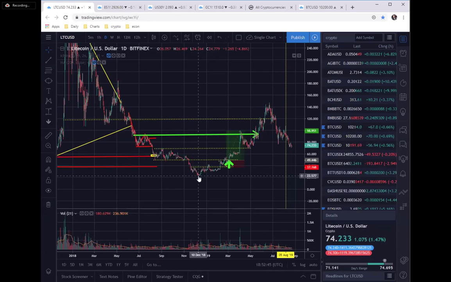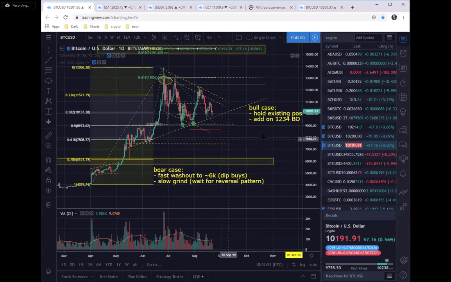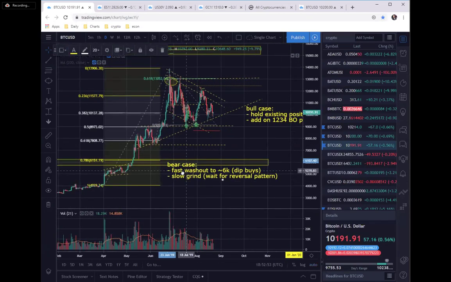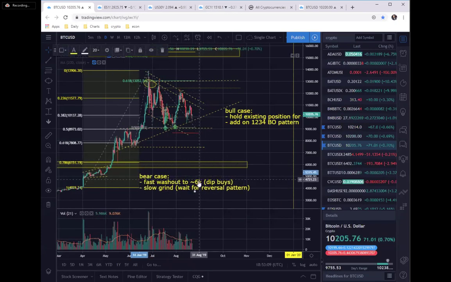Yes, exactly. So just going back to Bitcoin real quick, the bear case, this is kind of how I'm thinking about it, and I think we're pretty much in agreement here: if we get a snap down, a fast washout to the 6K area, right? We'll have to see what the price action looks like if we get that. But for now, I'm just calling it the 6K area. Could be lower, could be higher.